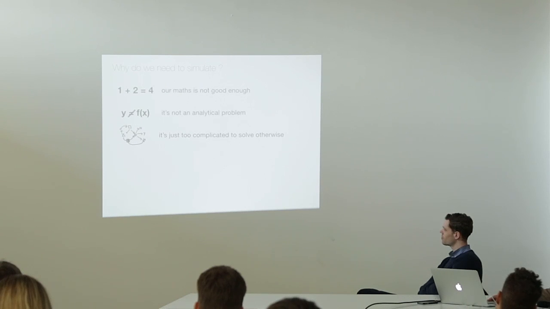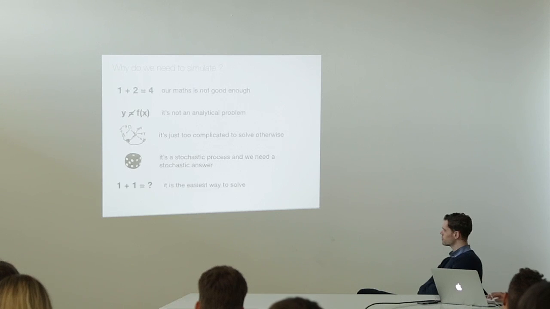Another reason is because it may be of stochastic nature. Everything that happens is actually of stochastic nature, so we need a stochastic answer. That means we need to redo that thousands and thousands of times and look at probability density functions. And finally, the last reason why you simulate is it's just the easiest way to solve a problem. That can be a good reason to come up with a simulation, because it's just way easier to solve it. So that's my motivation of saying why we actually use simulation.